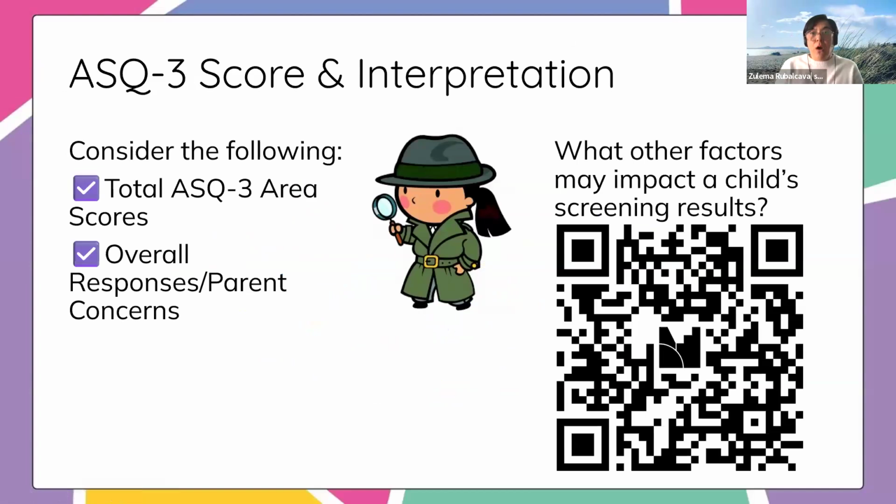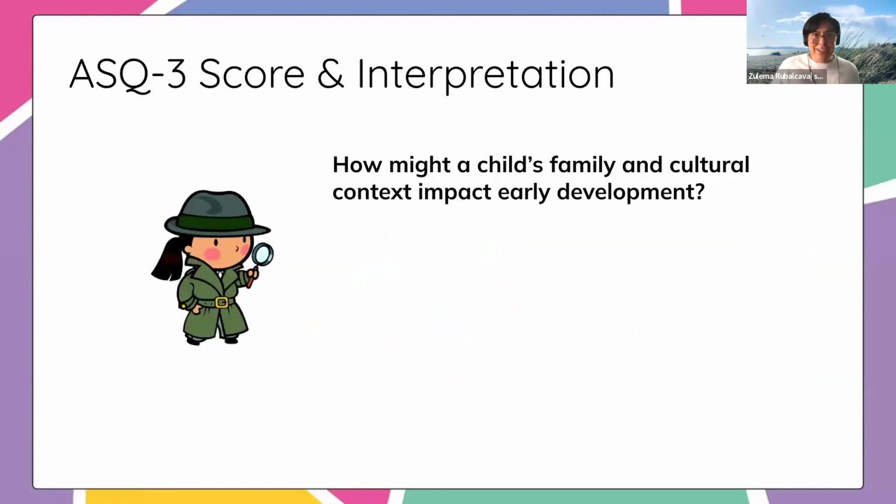Thank you. So all of those do impact, right? When we think about what other things we need to put into our interpretation, the score is just a number, but it's really how we put that into context of everything else. We put it into context of a child's family and cultural context. We put it into context of a child's environment.